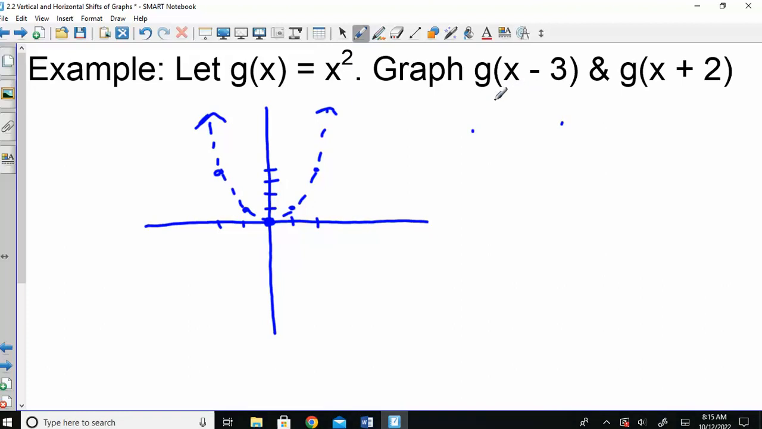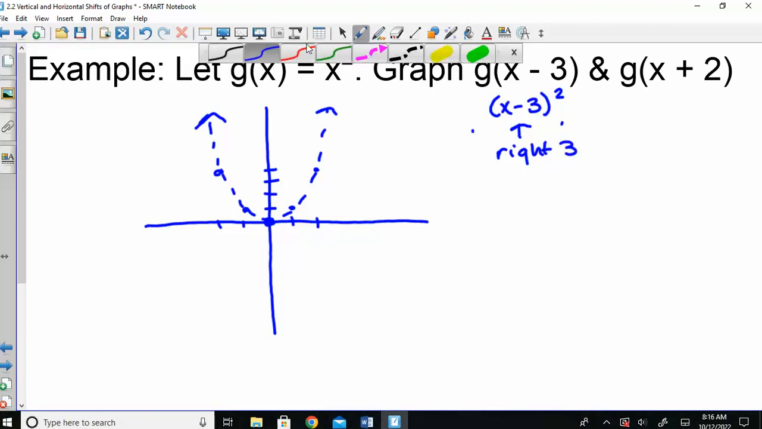All right, so when I say g of x minus 3, I'm asking you to graph x minus 3 squared. So outside is y, does what it says. Inside changes the x. This is inside, in my square, in my parentheses. And it does the opposite of what we say. So subtracting 3, we'll move it right 3. Will take us in the positive direction.